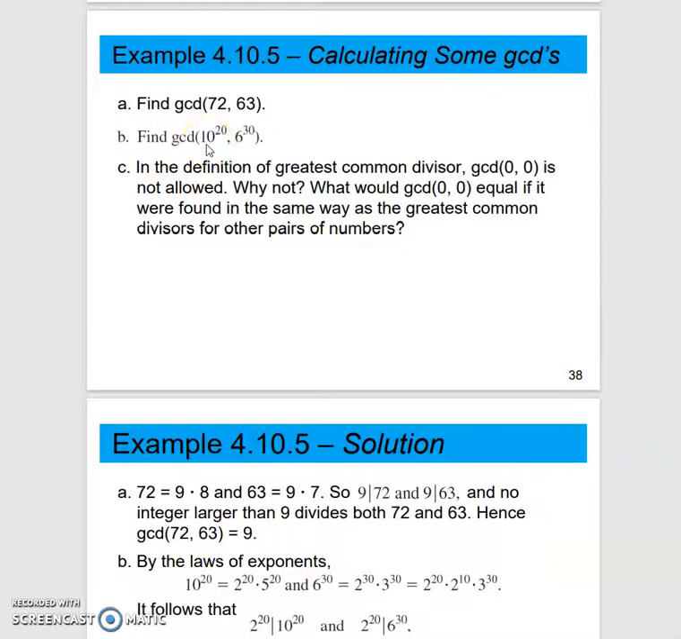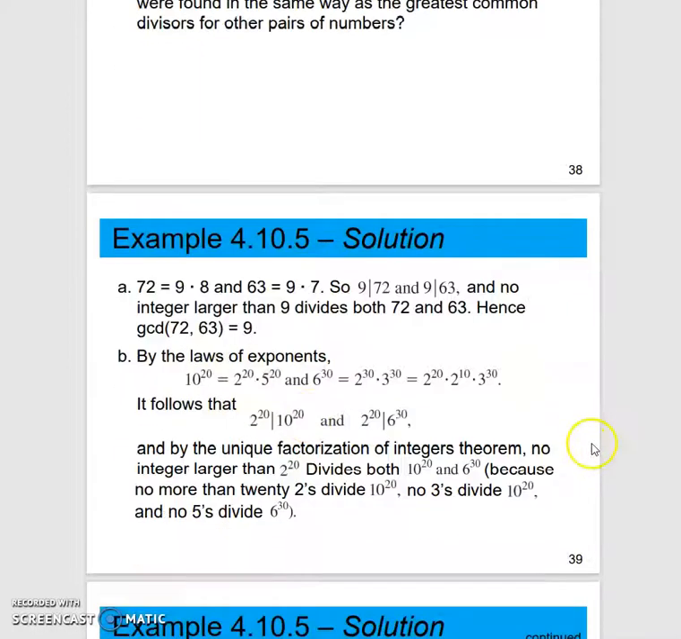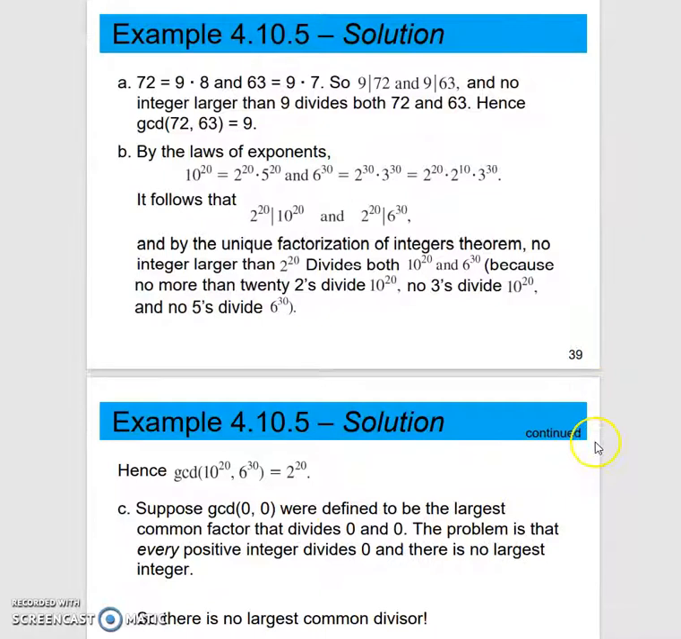Let's look at the GCD of 10 to the 20th and 6 to the 30th. That's kind of hard to look at. So I'm going to look at 10 as 2 times 5 and 6 as 2 times 3. And you'll notice we do still have those exponents in there. So what is the largest thing in common there? And the largest thing in common is going to be 2 to the 20th. You can hopefully see that in both of them.